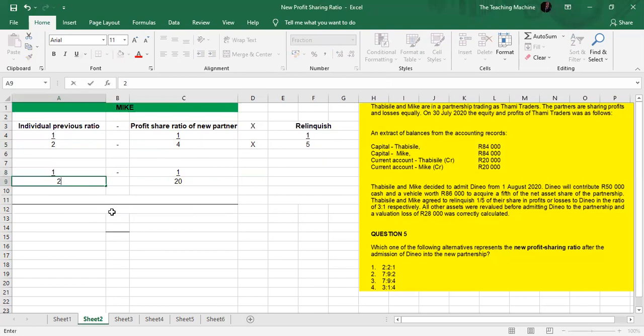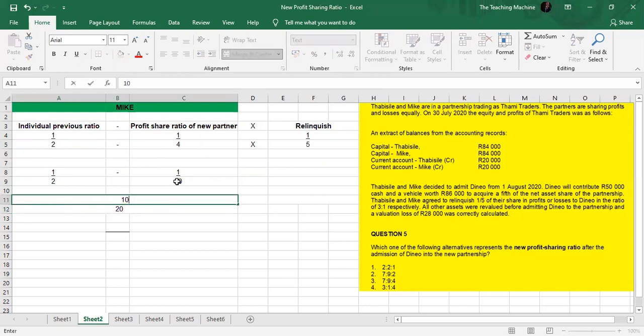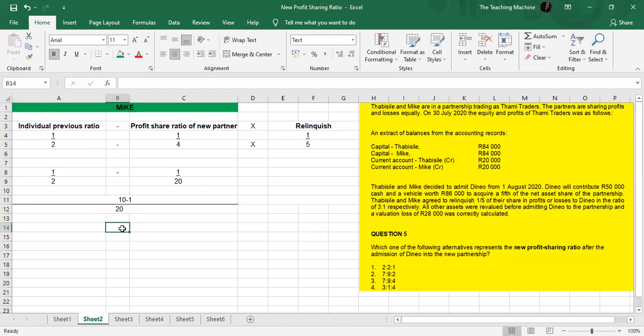Now, let's find the lowest common denominator between 2 and 20. Still, it's 20. 2 goes into 20 10 times, and it does not leave any remainder. So 2 into 20, 10 times. 10 times 1 is 10. 20 into 20 equals 1. 1 times 1, 1. All right. So 10 minus 1 is 9. Then divide by 20. So this will be the new ratio for Mike.